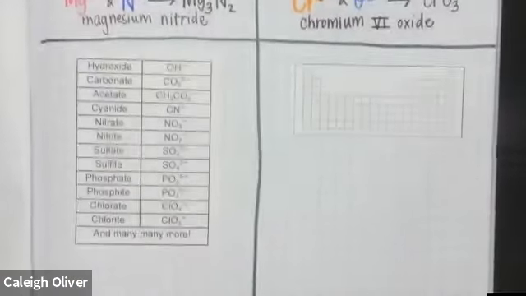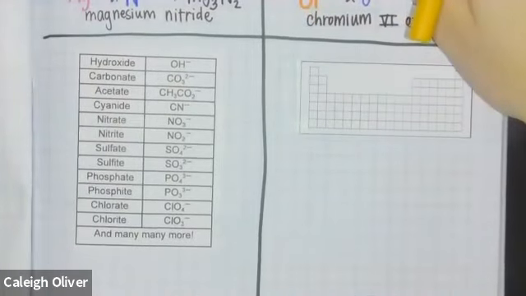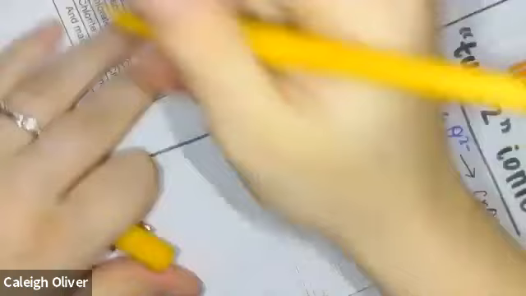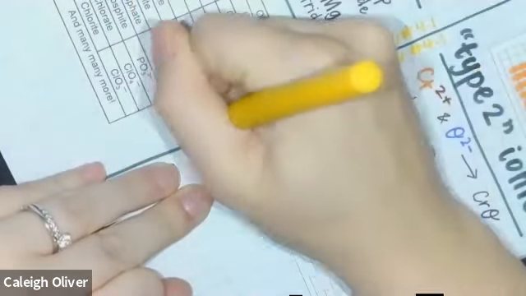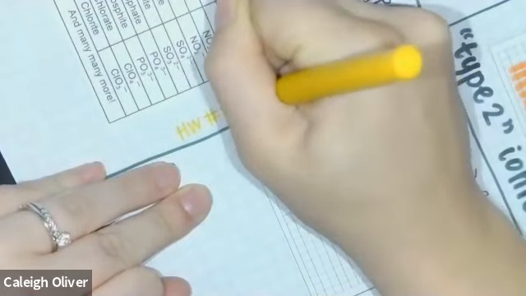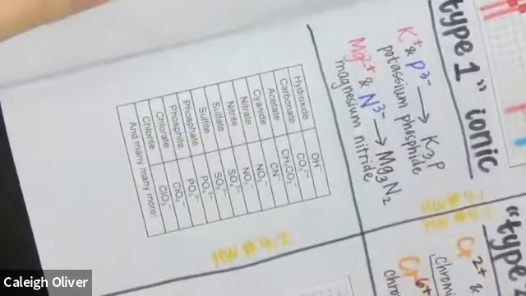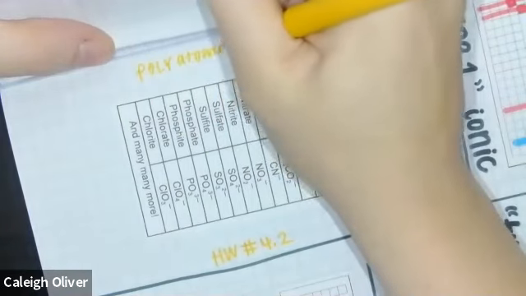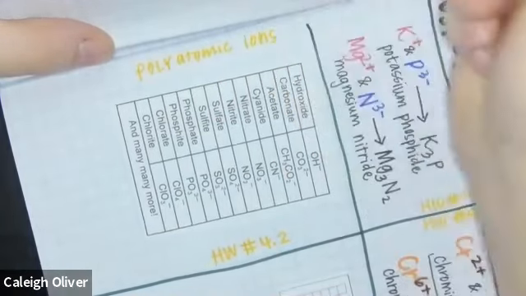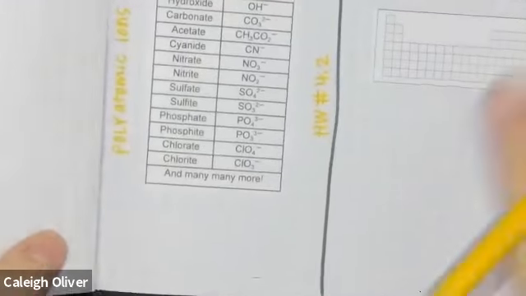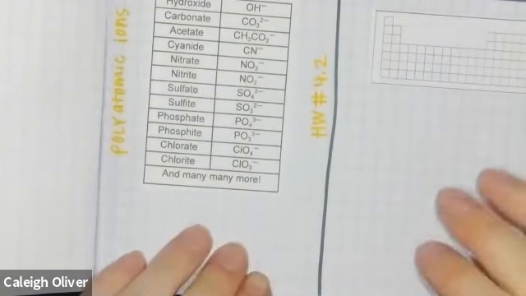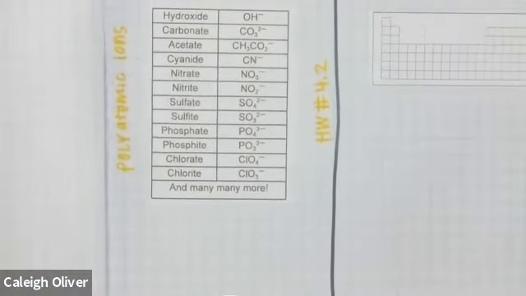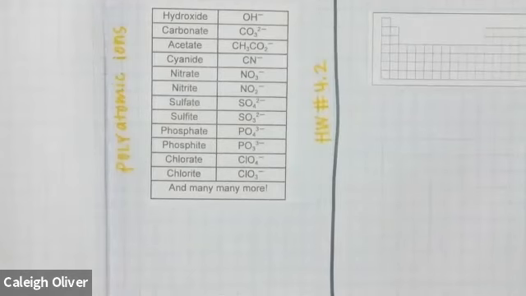So then after that, in homework 4.2, we did these things called polyatomic ions. Homework number 4.2. They're called polyatomic ions. And these were similar in that we were going to combine charges of things, but instead of just a singular atom having a charge, now we have a molecule with a charge.